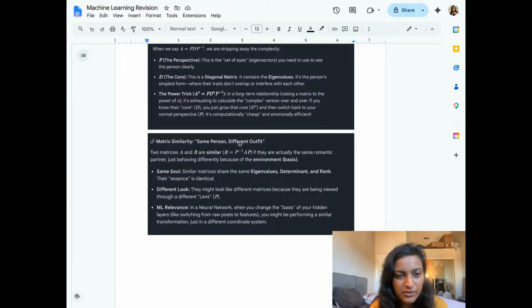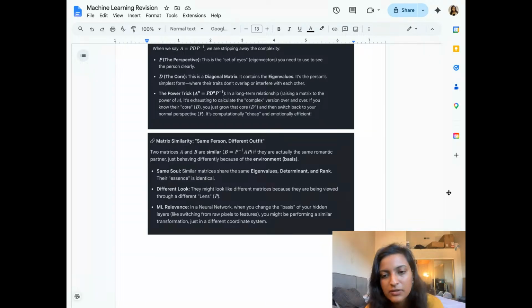Matrix similarity: same person, different outfit. Two matrices A and B are similar if they are actually the same romantic partner, just behaving differently because of the environment. Same soul. Similar matrices share the same eigenvalues, determinant, and rank. They might look like different matrices because they are being viewed through a different lens. In a neural network, when you change the basis of your hidden layers, like switching from raw pixels to features, you might be performing a similar transformation, just in a different coordinate system. Interesting.